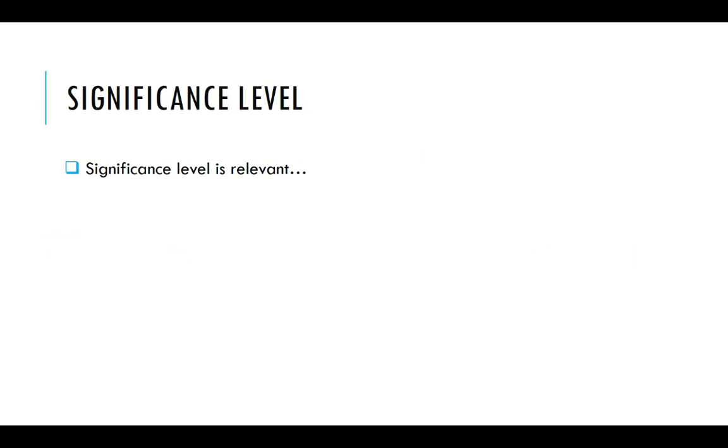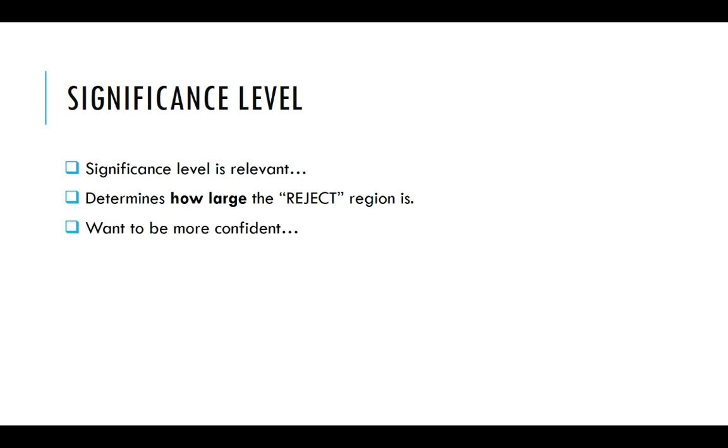So significance level is relevant, right? We just saw that. It's going to determine how large the reject region is. And of course, if it changes the reject region, then it's going to change the fail to reject region. If we want to be more confident, well, think about it. If I want to be more confident, then I'm going to have a smaller rejection region. Smaller rejection region means a bigger what? Fail to reject region. And that makes sense, right?